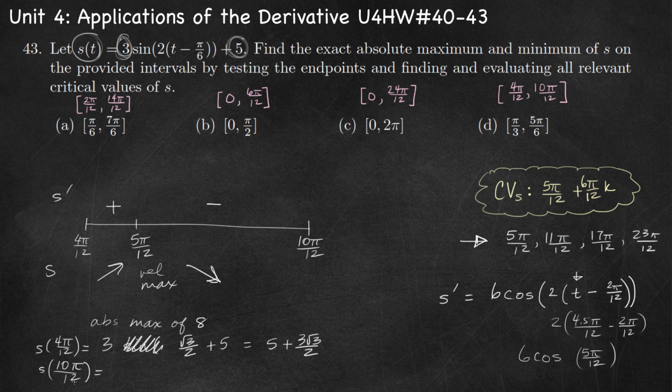At 10 pi over 12, 10 pi over 12 is 5 pi over 6. So here, 5 pi over 6 minus pi over 6 is 4 pi over 6 times 2 is 4 pi over 3. 4 pi over 3 is quadrant 3, so sine is negative. So we have 3 times negative square root of 3 over 2, and then plus our 5. So this one is 5 minus 3 root 3 over 2. We're looking for the one that is smaller. So this is the one that is smaller. This is our absolute minimum value, 5 minus 3 root 3 over 2.